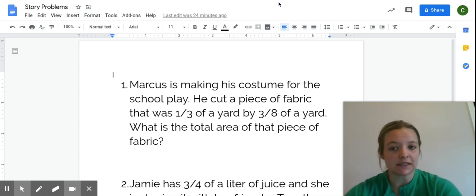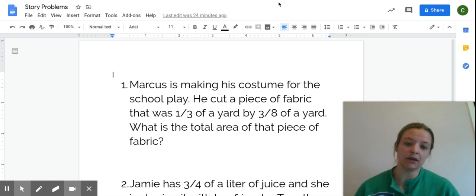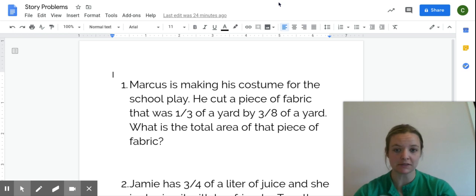Start to the week. Last week we looked at multiplying fractions, and today, and the rest of this week, we are going to be multiplying fractions but in story problems.